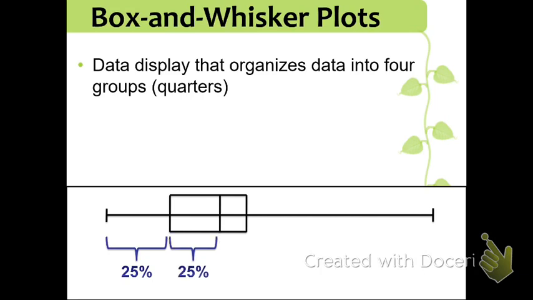This second half of the box is the next 25% of the data. This next part of the box is the next 25% of the data, and the last whisker is the remaining 25% of the data.